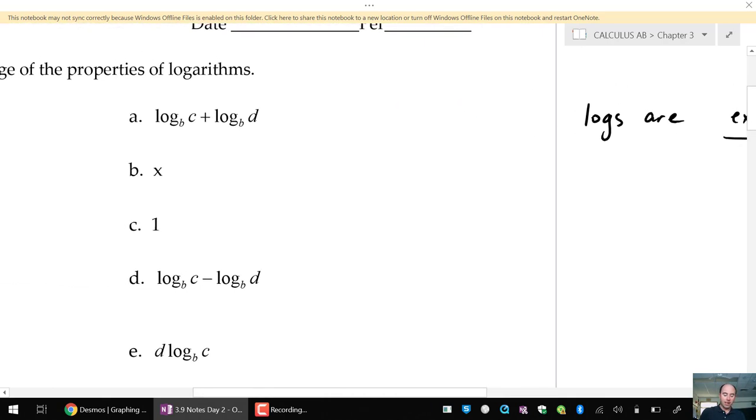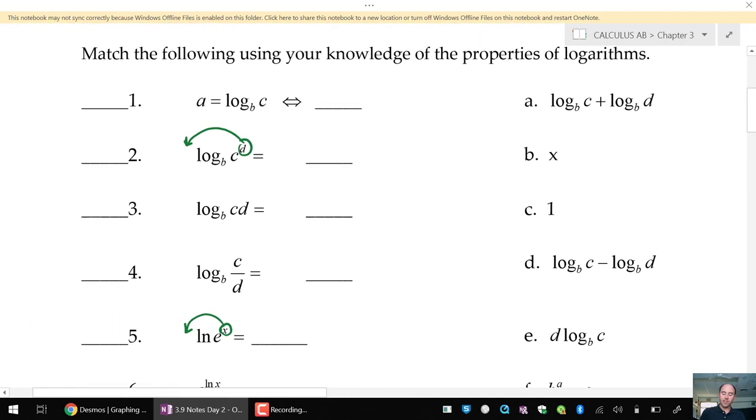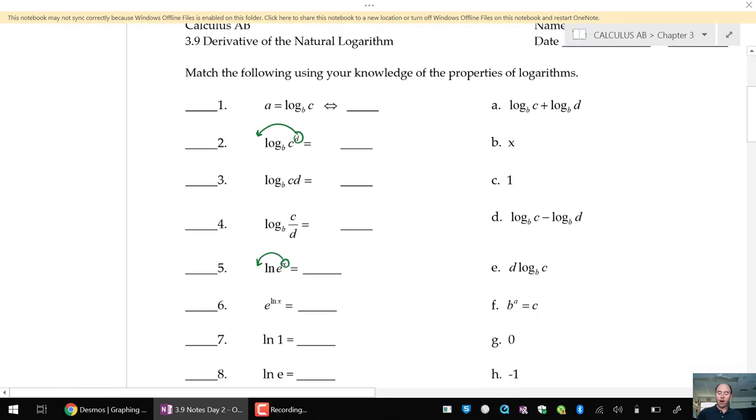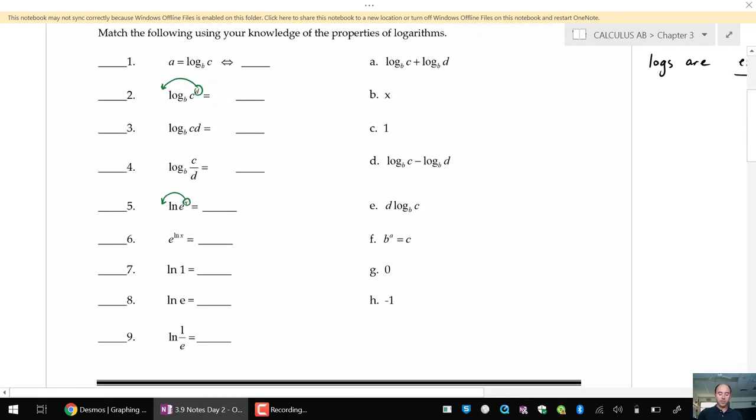Now in this activity, I have a list of log properties that can be practiced here by matching. So we want to make sure that we know our log properties and that we can use them. So here are 9 statements and then the matching solutions across right there. At the end of this video, I'll share with you the solutions to all of those, but this would be a great time to maybe pause this video and try those on your own to see if you remember how the log properties work from Algebra 2 and pre-calculus.